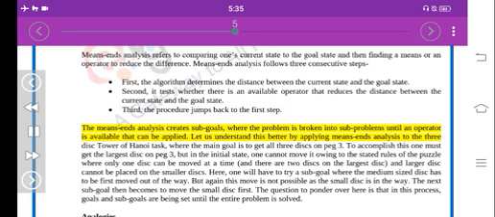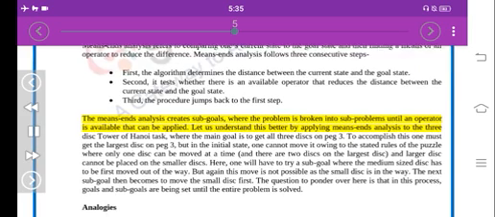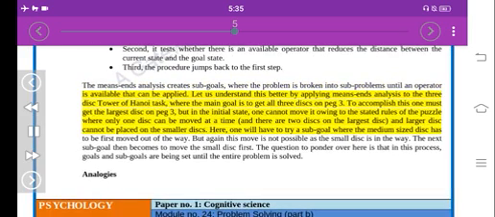Means ends analysis creates sub-goals, where the problem is broken into sub-problems until an operator is available that can be applied. Let us understand this better by applying means ends analysis to the 3-disk Tower of Hanoi task, where the main goal is to get all 3 disks on peg 3. To accomplish this, one must get the largest disk on peg 3, but in the initial state, one cannot move it owing to the stated rules of the puzzle, where only one disk can be moved at a time, and there are 2 disks on the largest disk, and a larger disk cannot be placed on a smaller disk.